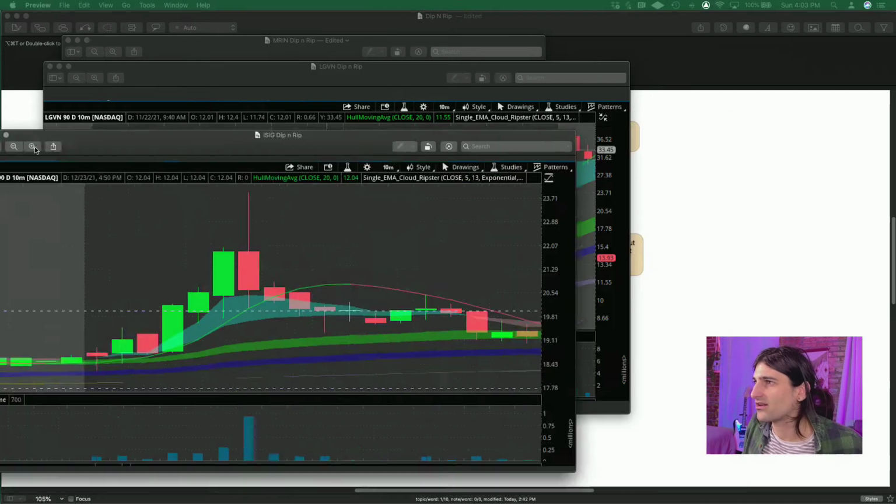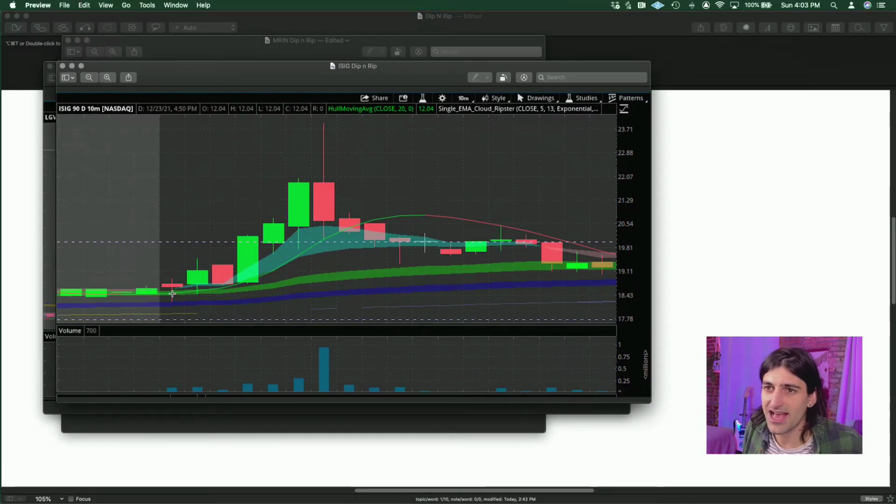Or ISIG here, where we had a nice 10-minute sell down, and then you can buy in the 1850s, 1860s to risk the low 18s if it means you're going to get a run up to $23, $23.70, right?